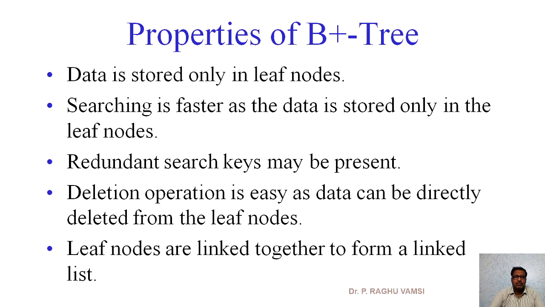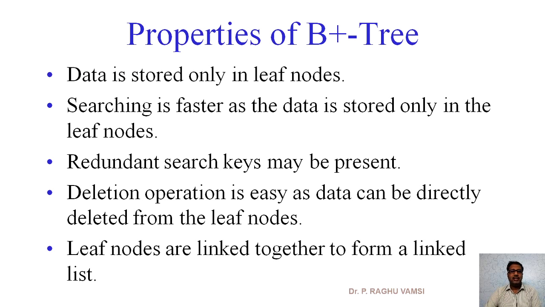While coming to the properties of the B plus tree, data is stored only in leaf nodes. So all the leaf nodes are at the same level and the data items will be stored only in the leaf nodes. Searching is faster as the data is stored only in the leaf nodes, because the leaf nodes consist of the data, and this data is at the same level, that is, at equal depth. All the data items have equal depth, so it is easy for anyone to access this.